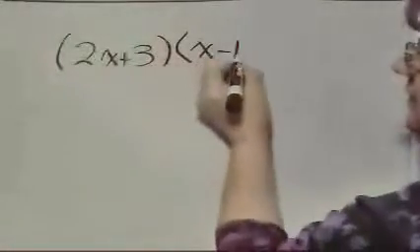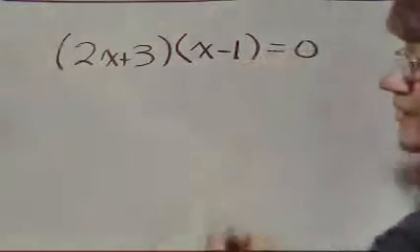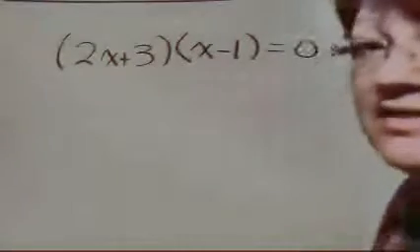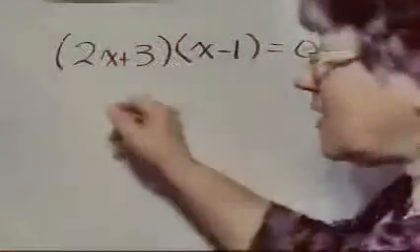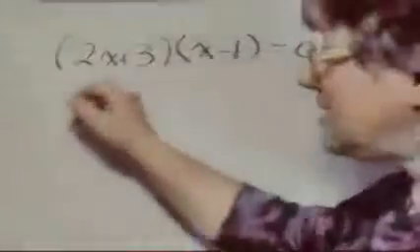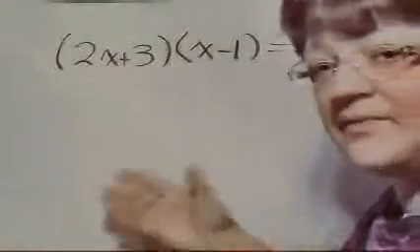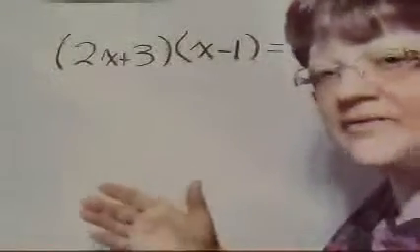Alright, let's start with number 1, because some of you still don't have this. Number 1 is the quantity 2x plus 3 times the quantity x minus 1, and that's already set equal to 0. Our directions tell us to solve. That means they need to know what x is. Since this is already factored, I don't have to multiply this together. That's not what they asked me to do. They asked me to solve this.